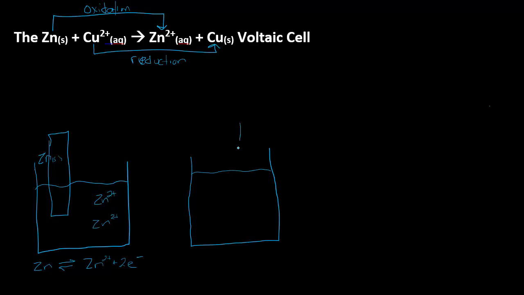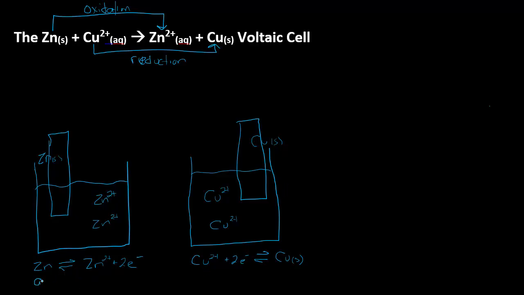The other half reaction, or the other half cell, is that which would see the reduction of copper 2+ to metallic copper. So this is where we would immerse a piece of copper metal in a solution of copper 2+, and the reduction reaction would occur as written here.